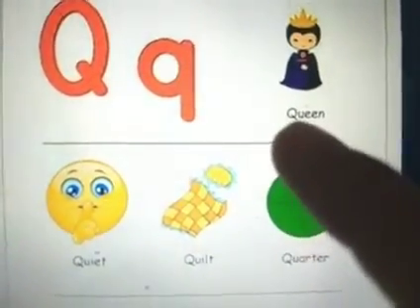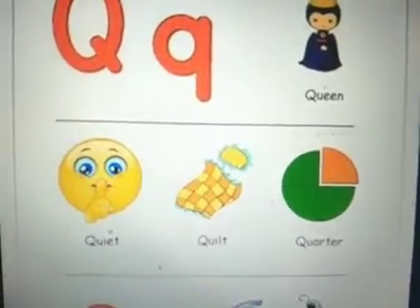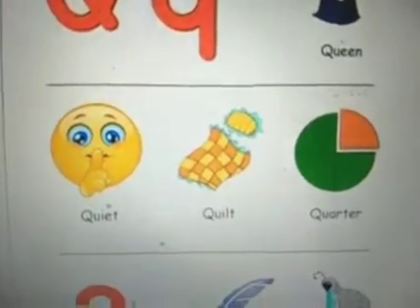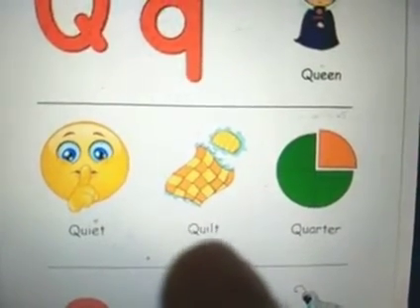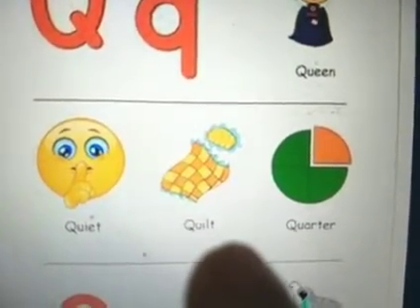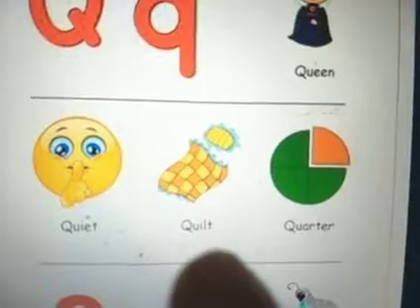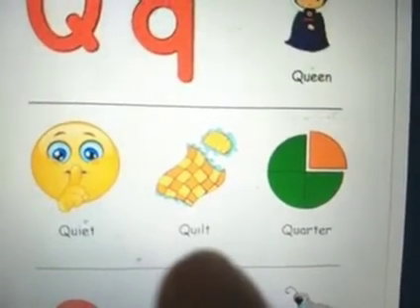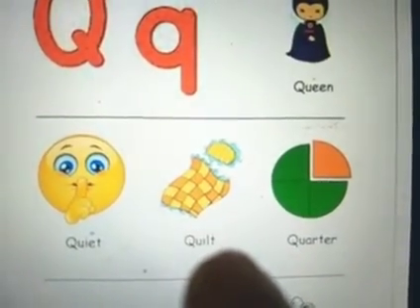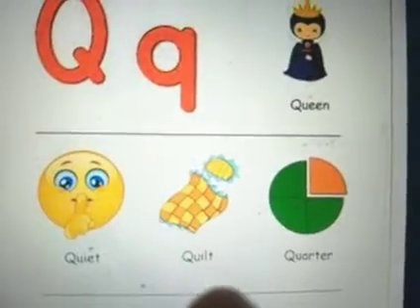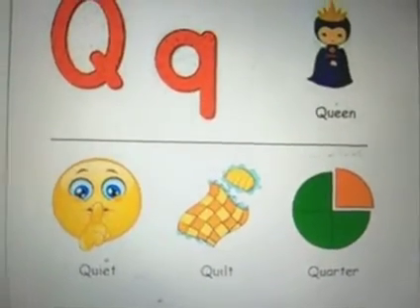Okay, let's read this. Queen, queen. Quiet, quiet. Quilt. You see, Q is followed by U, and then the other letters follow. But after Q there will always be U, and the sound is Qu. Now a quilt is a blanket. You must be using this quilt. It's winter time now, and it becomes really cold and chilly at night, so you need a quilt to warm yourself up.